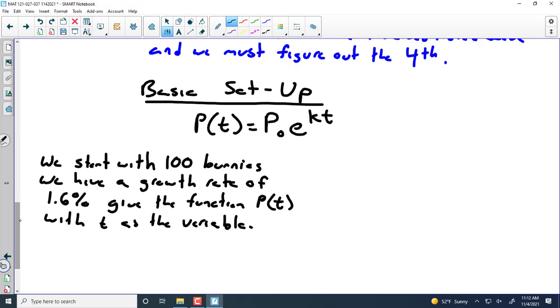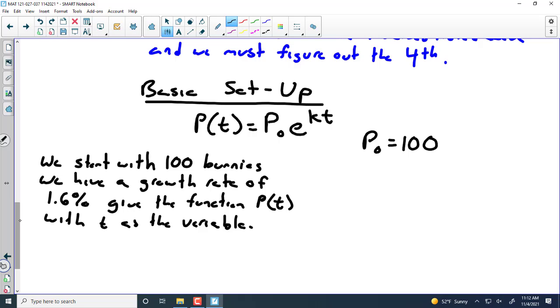All right. This is just getting used to how this equation works. P of t equals P sub 0 e to the kt. What are they telling me in this little paragraph here? What values am I being given? You start with 100 bunnies. I start with 100 bunnies, so I'm being told that P sub 0 equals 100. Everyone dig that?